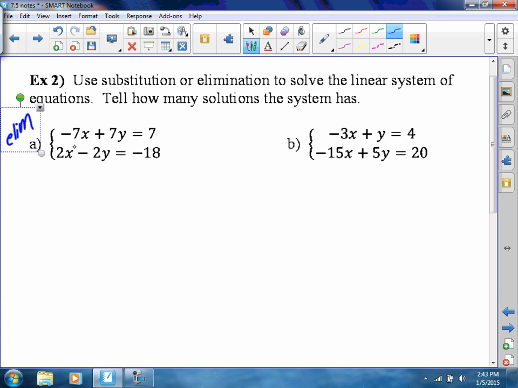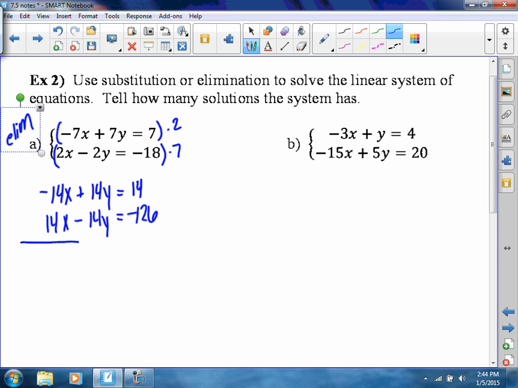And I've got my x's. If I want to eliminate them, I'll need a 14. My y's, if I want to eliminate them, I would also need a 14. So it doesn't really matter which one we pick. I'm just going to pick the top equation here, and let's eliminate the x's. So if I multiply that by 2, I'd have a negative 14. And on the bottom, if I multiply that by 7, I'd have a positive 14. So when I multiply everything in the top, I'll have negative 14x plus 14y equals 14. And then in the bottom, I'm going to have 14x minus 14y equals negative 126.